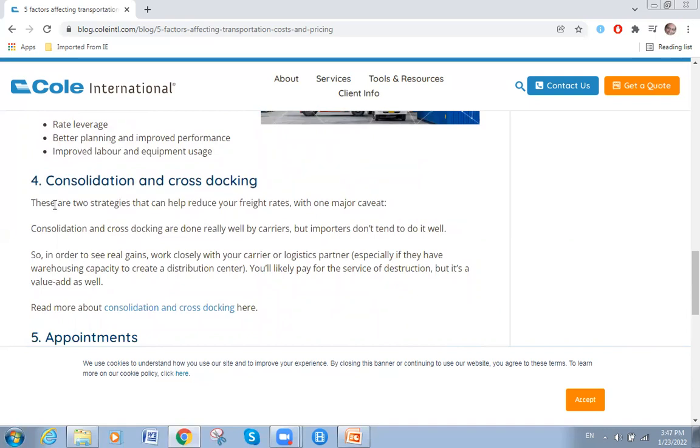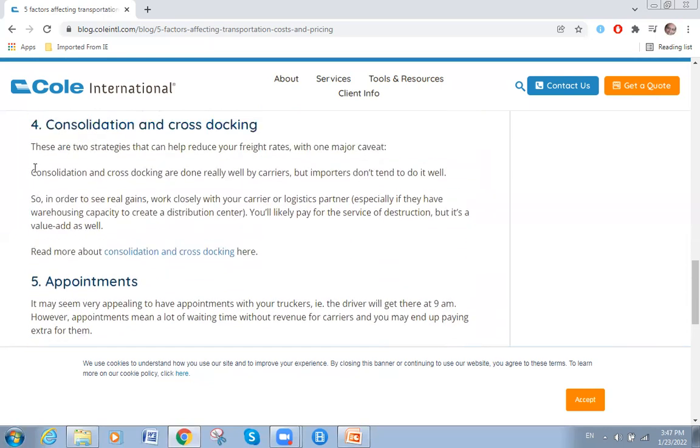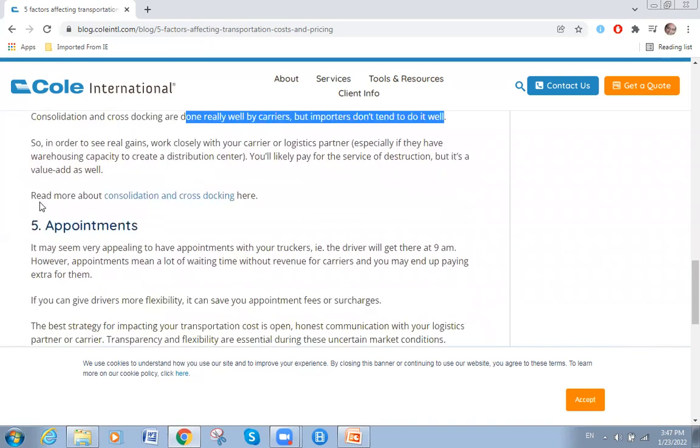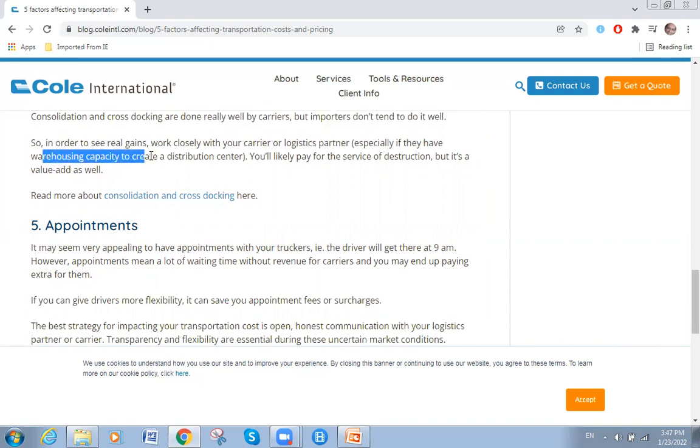Consolidation and cross-docking are 2 strategies that can help reduce your freight rates. They are done really well by carriers, but importers don't tend to do them well. So in order to see real gains, work closely with your carrier or logistics partner, especially if they have warehousing capacity to create a distribution center. You will likely pay for the service, but it is a value added as well.